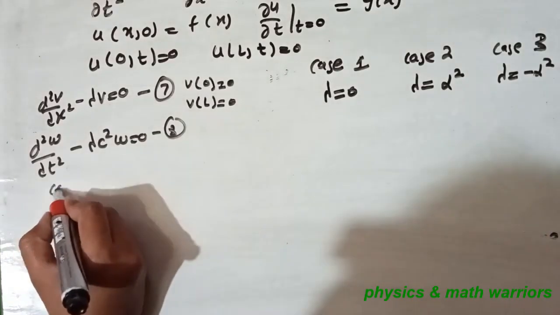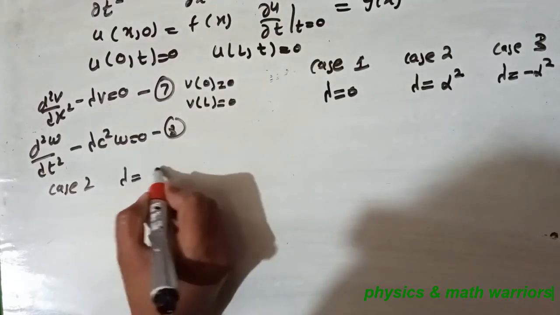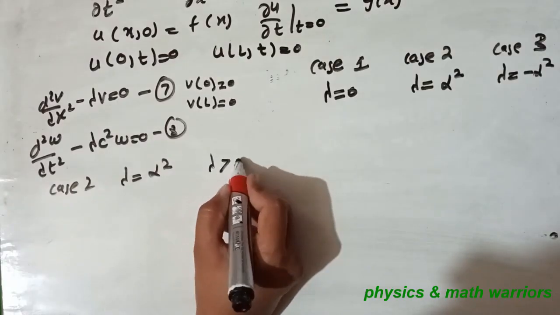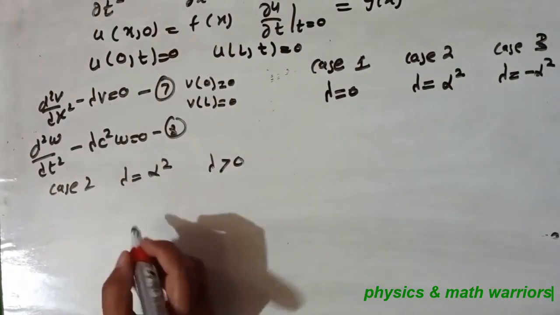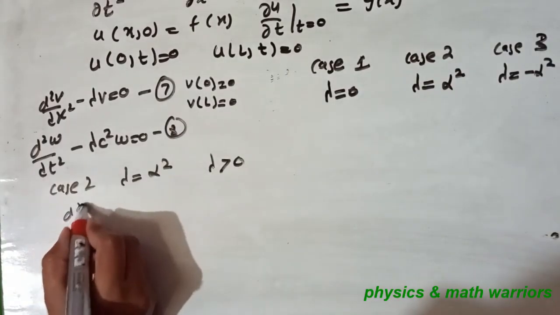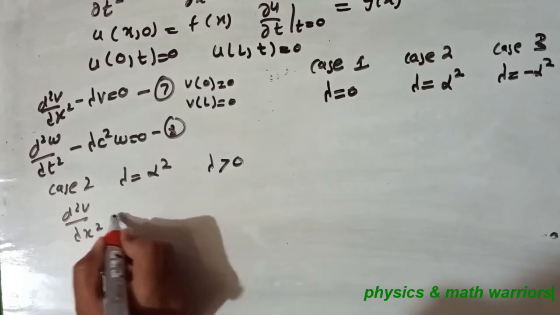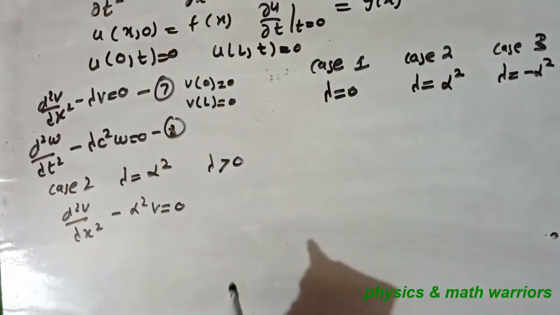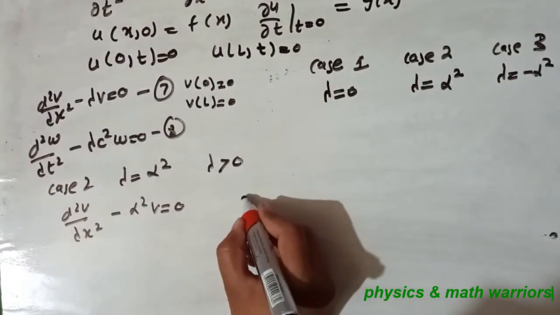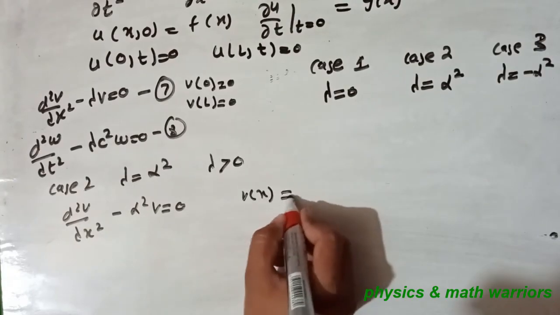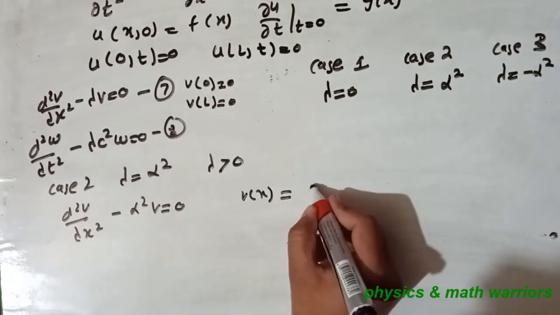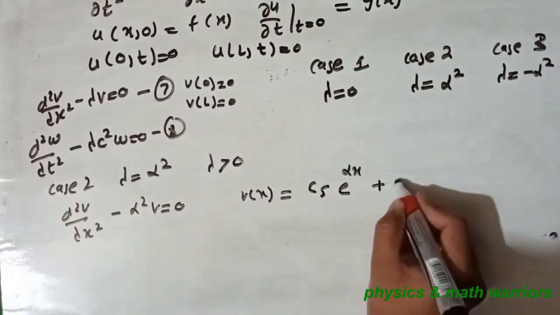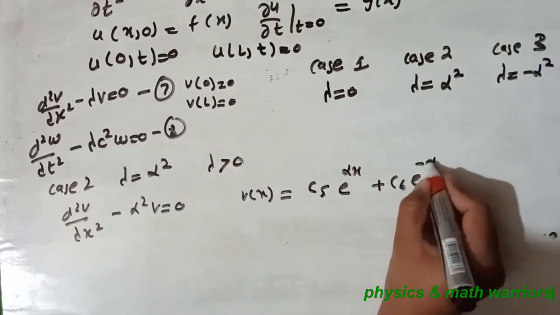Now we will consider the second case, when lambda is equal to alpha square, that is lambda is greater than 0. So equation 7 becomes d square v over dx square minus alpha square v is equal to 0, and the solution of this equation is v of x is equal to c5 exponent alpha x plus c6 exponent minus alpha x.